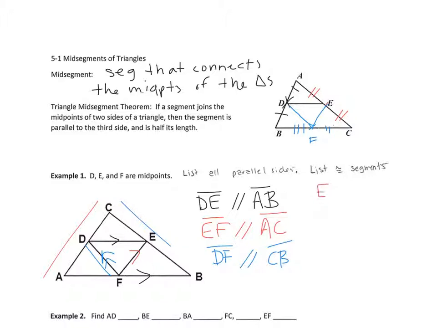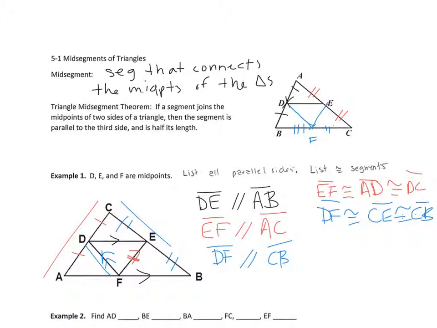List all congruent segments. So EF is congruent to this mark right here. Since D is the midpoint of AC, and EF is half AC, AD has to be congruent as well to DC. And then DF, the midsegment, is congruent to CE and EB. And the last set, DE, has to be congruent to AF and FB.